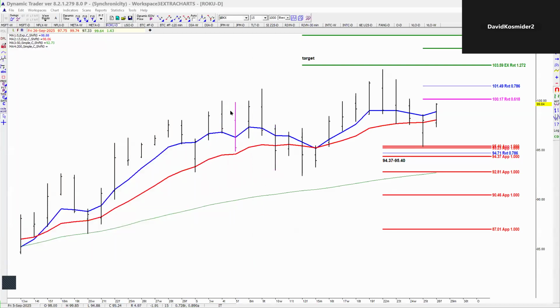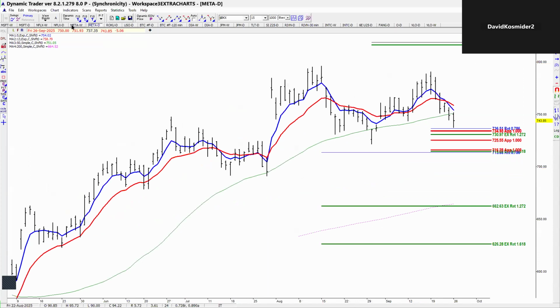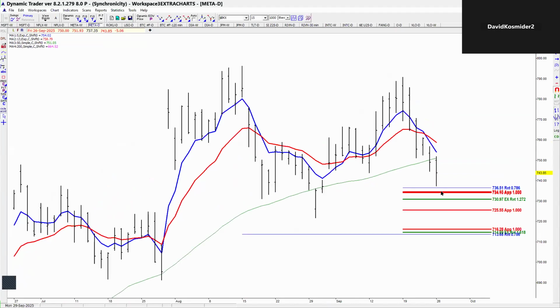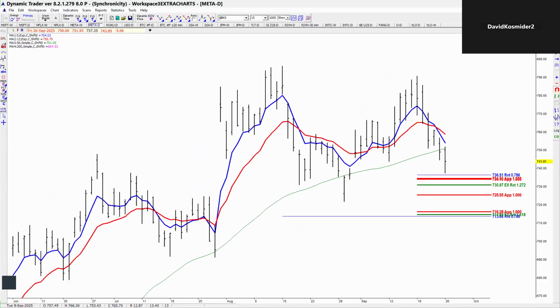But that's Roku. Let's see what else we have. We do have support coming up in Meta, but the only thing I don't like about this one is that even though it is a support decision and it could trigger an entry, it's not going to be as high probability because the 513 is crossed to the downside here. And you're also below the 50. The setups are better when on the daily chart, the 250 simple moving average is on the right side and the 513 EMA combo is. And it is not in this case. So it's still a setup. It's just not the highest probability setup.